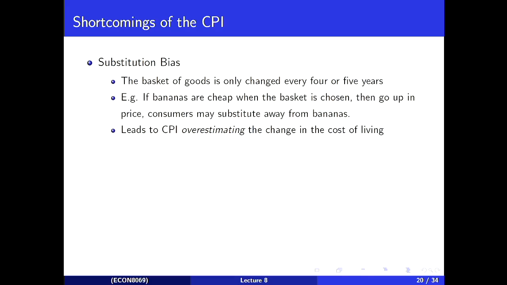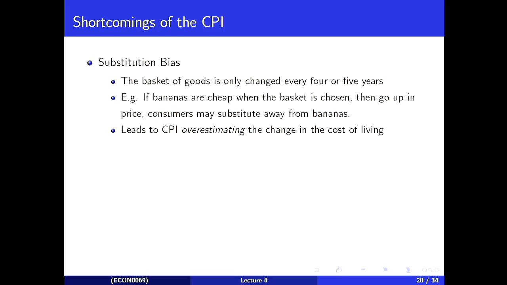Okay, CPI problems. There's 3 I want to talk about. The first one was already brought up, which is substitution bias. This is this idea of we pick a basket and we fix it for 4 to 5 years. But if prices were to change a lot, then we're going to change our choice of consumption.